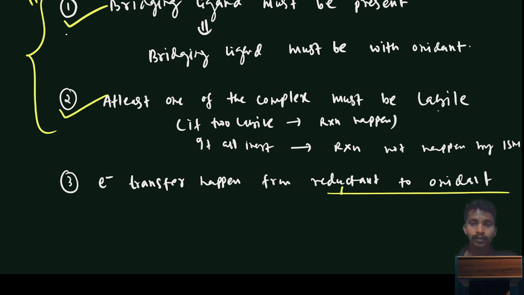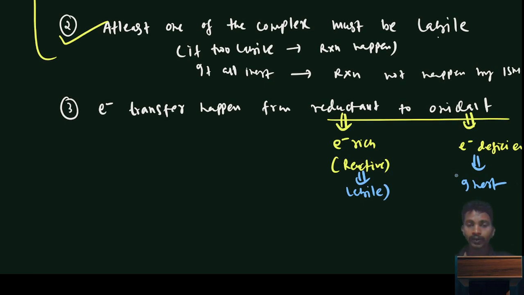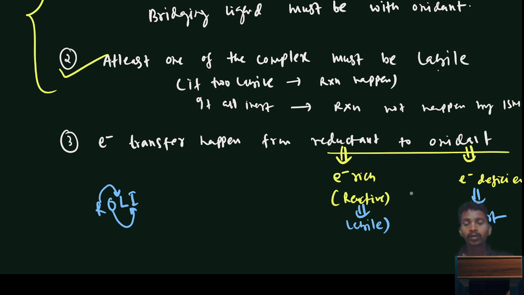Now we see that a reductant means it is itself getting oxidized. So we say that reductants are electron rich, and oxidants are electron deficient, as we have seen. Electron rich means it is a little reactive, because it has electrons, so it will do reactions. So the reductant is known as labile, because labile also means reactive. And the oxidant means electron deficient, and that is inert. You can remember this by the rule: reductant is labile and oxidant is inert. This is the third point. And electron transfer always happens from reductant to oxidant.